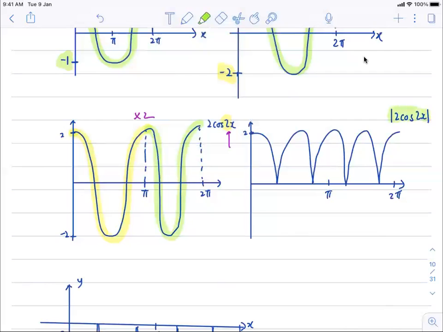Okay, now we move on to the next graph in which we add a modulo to 2 cos 2x. When we add a modulo to 2 cos 2x, the negative will become positive. So note that this part of the graph is negative and this part is positive. The negative parts, this one and this one, have to be reflected about the x-axis. This one moves up and this one moves up. So you see this thing and this thing, this is when the negative part moves up to become positive.